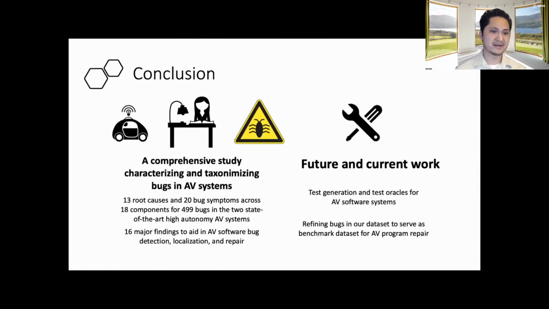So in conclusion, I've given you a little preview of our comprehensive study of AV bugs and the taxonomy and characterization behind them. In our paper, there are about 16 major findings that relate to bug detection, localization, and repair. I've only been able to go over a few of them, so I encourage you to look at the paper. In our current and future work, we're focusing more on test generation for AV software systems, in particular having to do with planning, and refining our bug data set for the purposes of automatic program repair. So thank you very much for your time and attention.